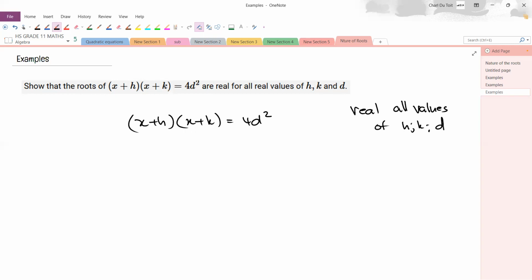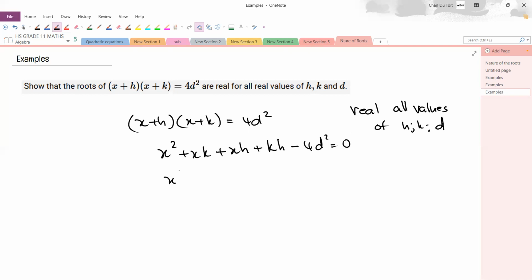Right, so I'm just going to do the following. I'm going to multiply that out. x squared, and then plus x times k is xk, plus h times x is xh, plus h times k, minus 4d squared is 0. Okay, just have a quick browse. You happy with that? Yeah.